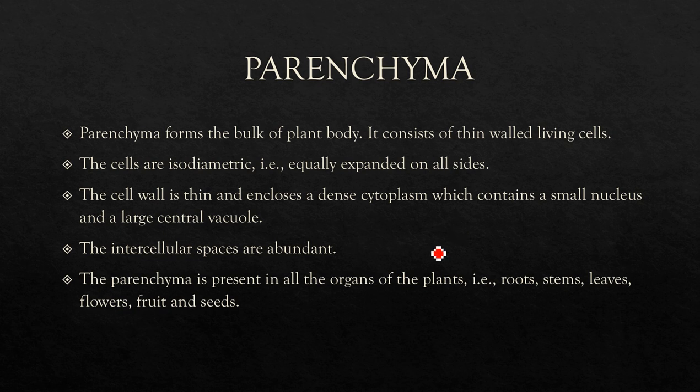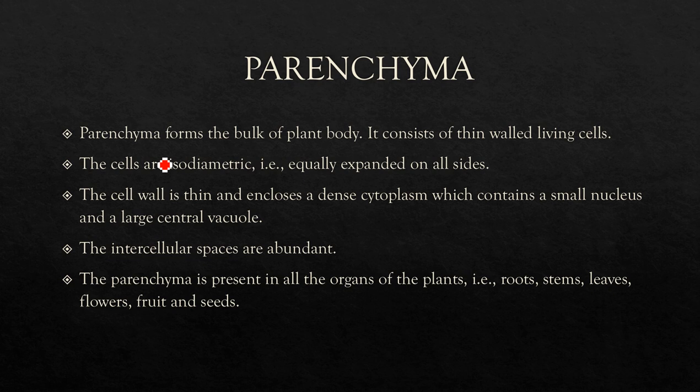Okay, so let me explain parenchyma first. Parenchyma forms the bulk of the plant body. As told earlier, they are filler tissue. It consists of thin walled living cells. The cells are isodiametric. That means the diameter is the same at all the positions, or you can say in all the cells. They are equally expanded on all the sides.